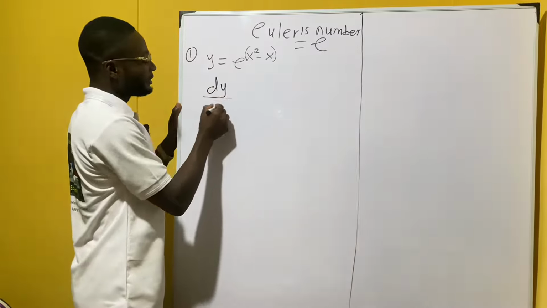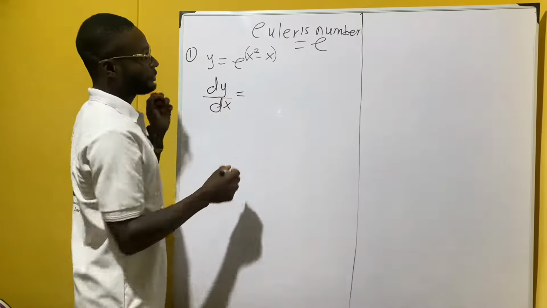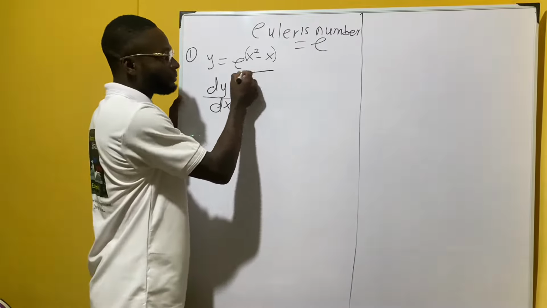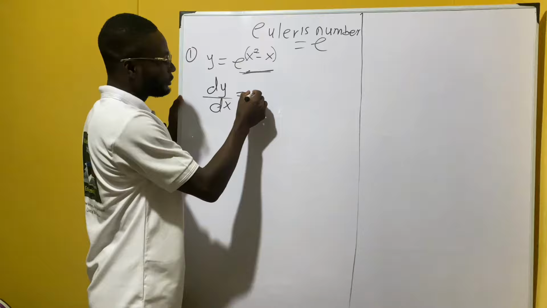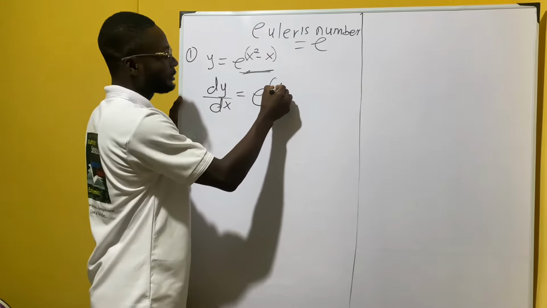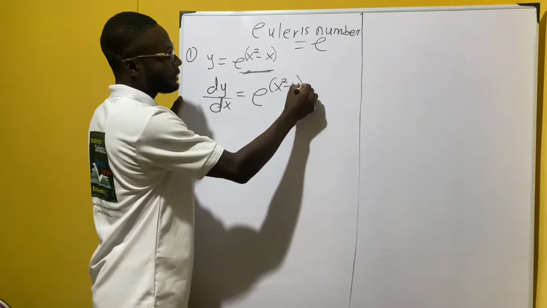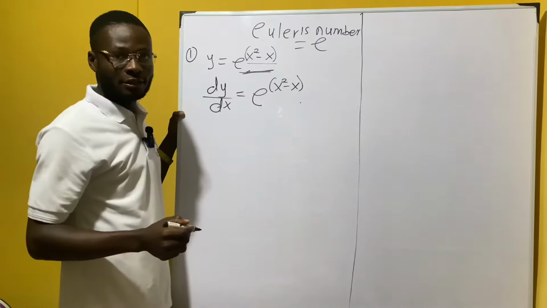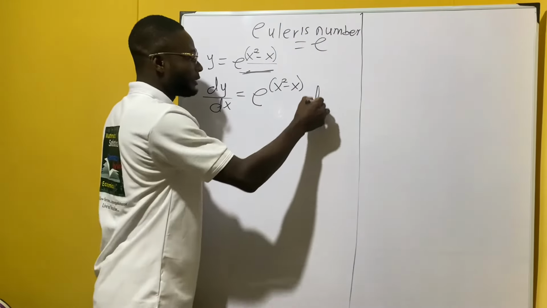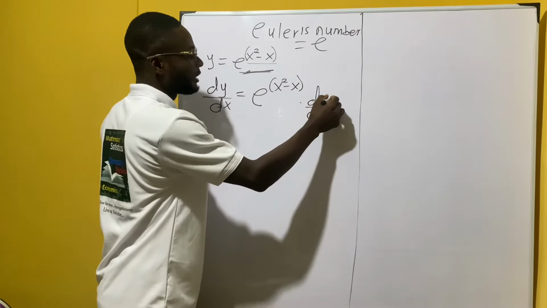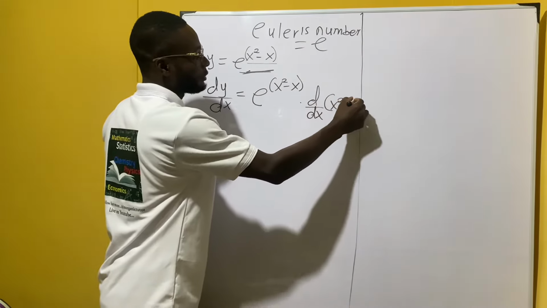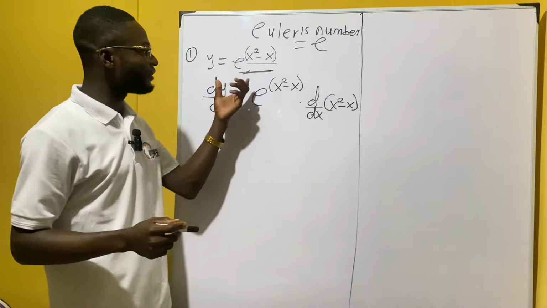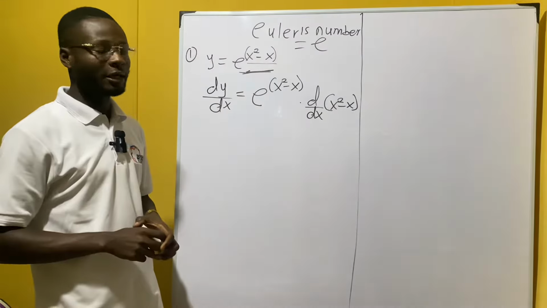So the derivative of this particular function, we multiply the function itself, so we have x squared minus x, times the derivative of the exponent. So this is how we differentiate the Euler's number.